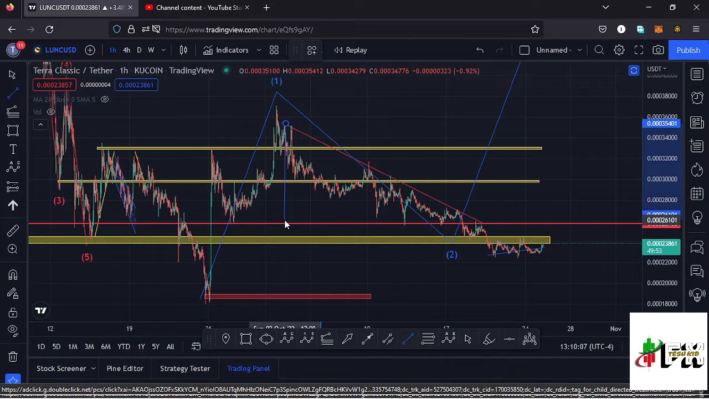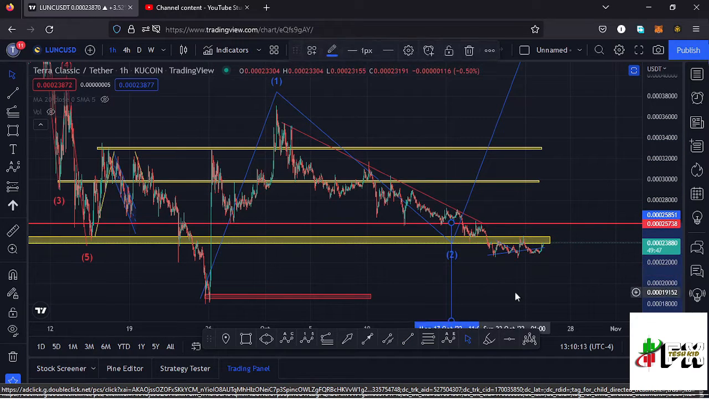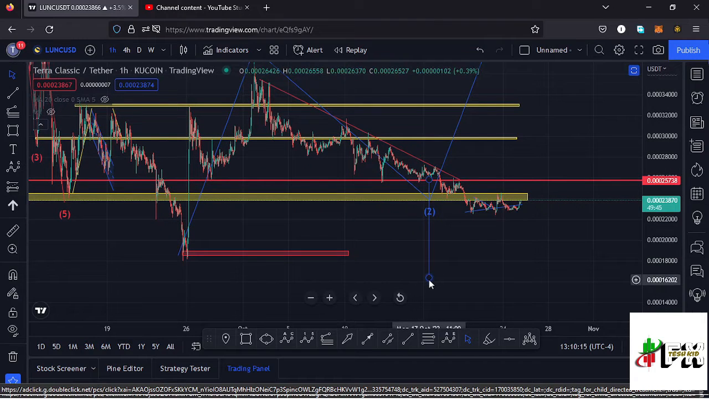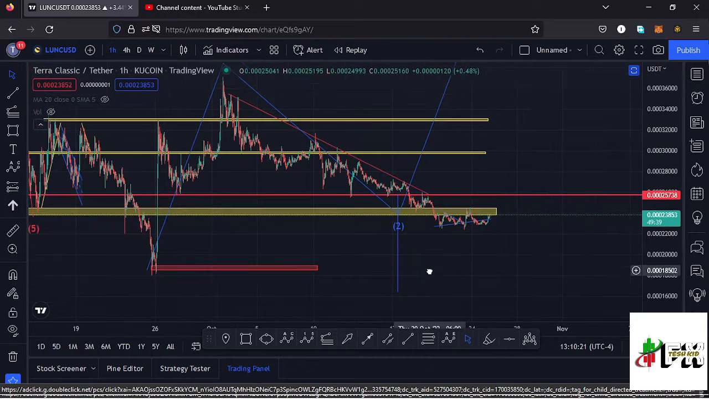And using a trend line, we can get the height of that triangle so that can give us a minimum target area to the lower side out of that triangle that we are seeing over here, and that gives me a minimum target area back to around the $0.00016 mark. And in case we continue seeing lower prices, there's a possibility that we might get to that point before we start seeing a very nice bounce to the upper side.